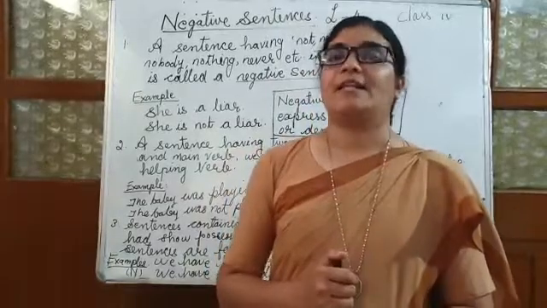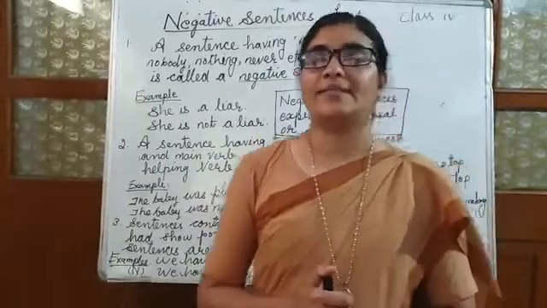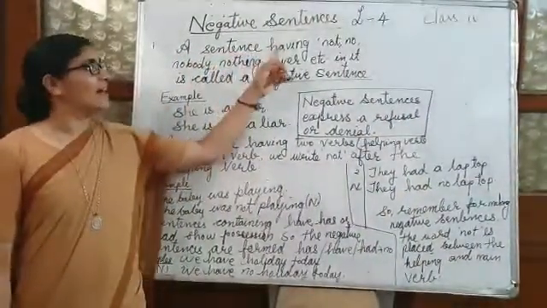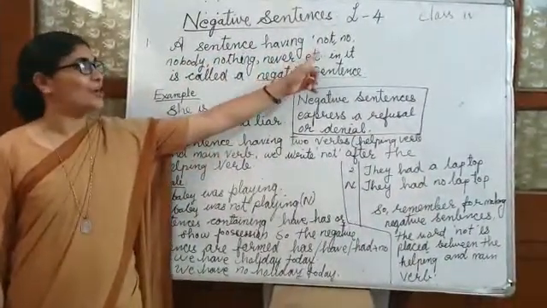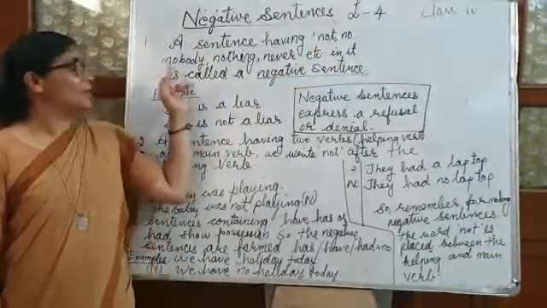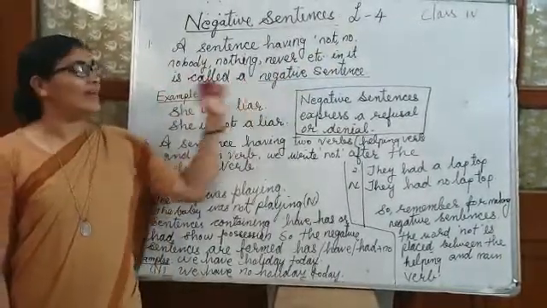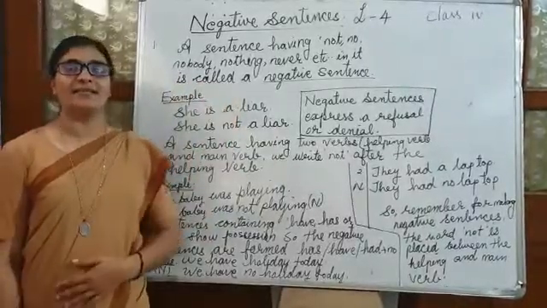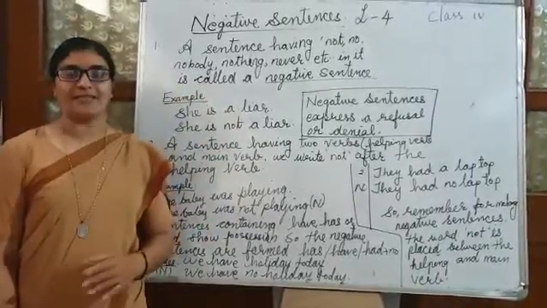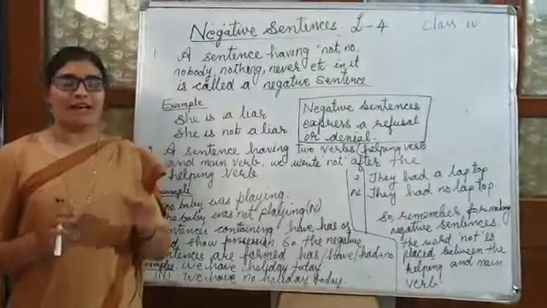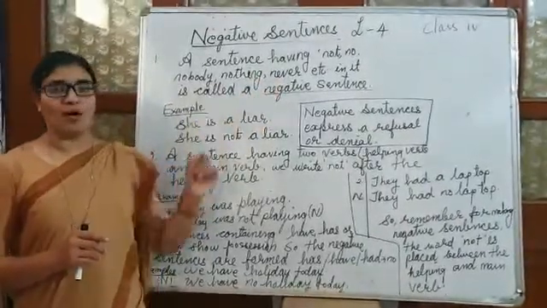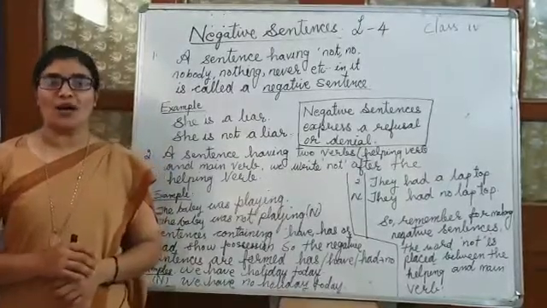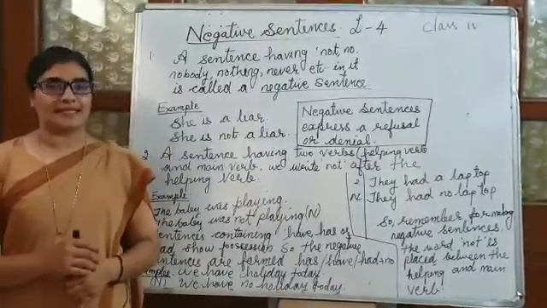So let's see what a negative sentence is. A negative sentence having words like not, no, nobody, nothing, never, etc. in it is called a negative sentence. It means in a sentence we'll find all these types of words. Those types of sentences are known as negative sentences.